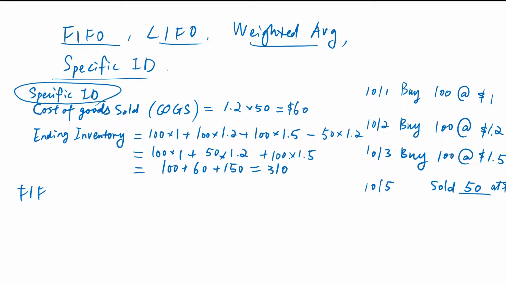So what's FIFO? FIFO means first in, first out. This method is the most widely used method. Now, FIFO is assuming. So notice that I say assume we sell the oldest products first.